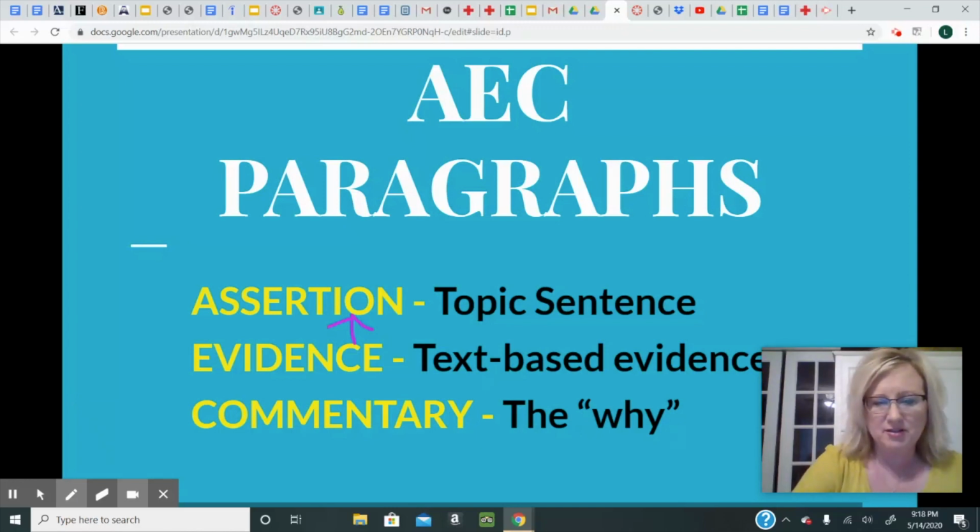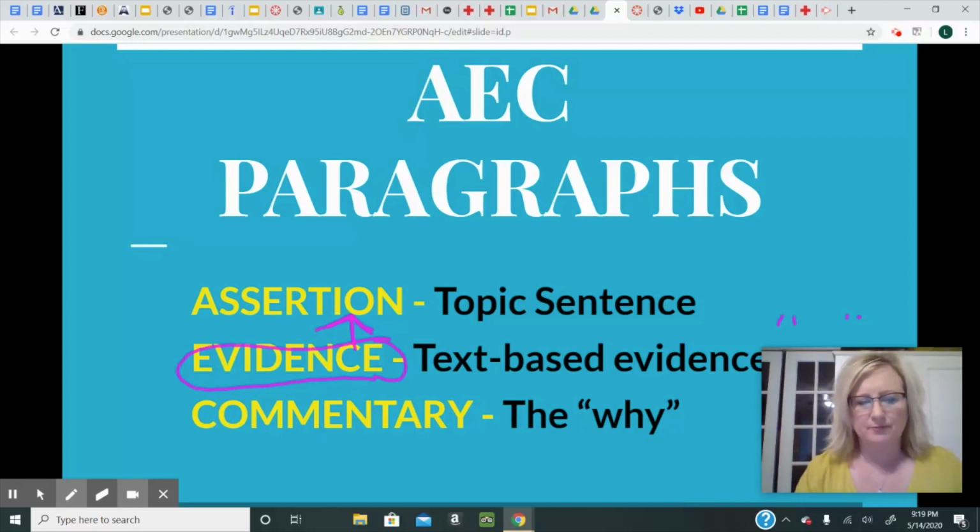The commentary. Remember we said that there would be no quotes in the topic sentence. Well, evidence is definitely where we have our quotes. Commentary is the why part. Commentary is the opinion, where the students can give their opinion about why they think that this particular evidence they're giving supports this assertion. It's almost a proof. You're trying to prove why this evidence supports this assertion. So it's the why.